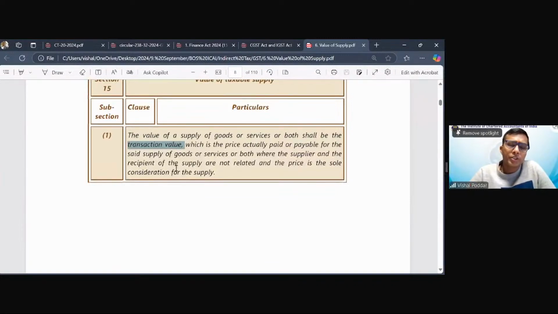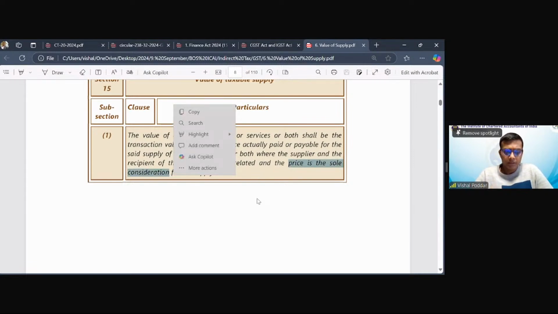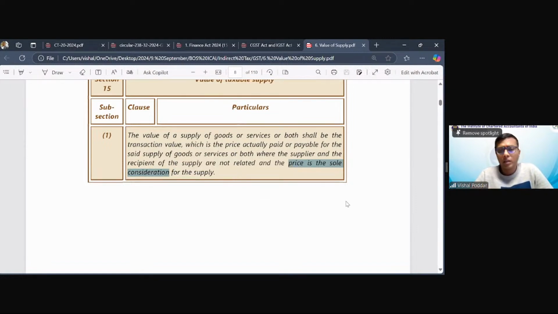Now, what are the three conditions in subsection 1? Out of these three, two are expressly mentioned, one is implied. So what are the two expressly mentioned conditions? It says that supplier and recipient are not related parties. First condition. Second condition, price is the sole consideration. That is, whatever price you are quoting is full and final. There is nothing in addition to that that is flowing to you. So that is your final price. That is your final value.